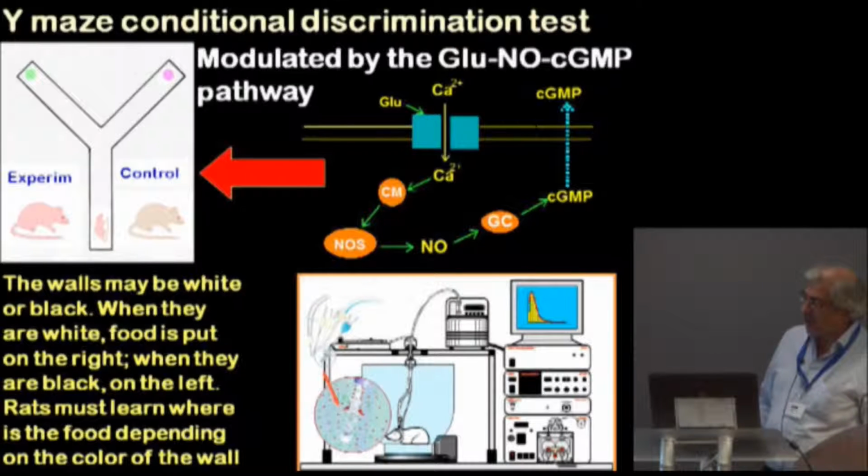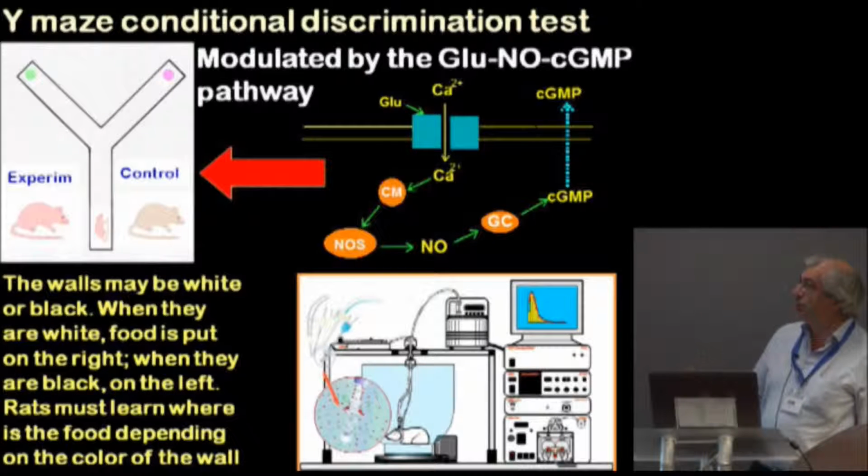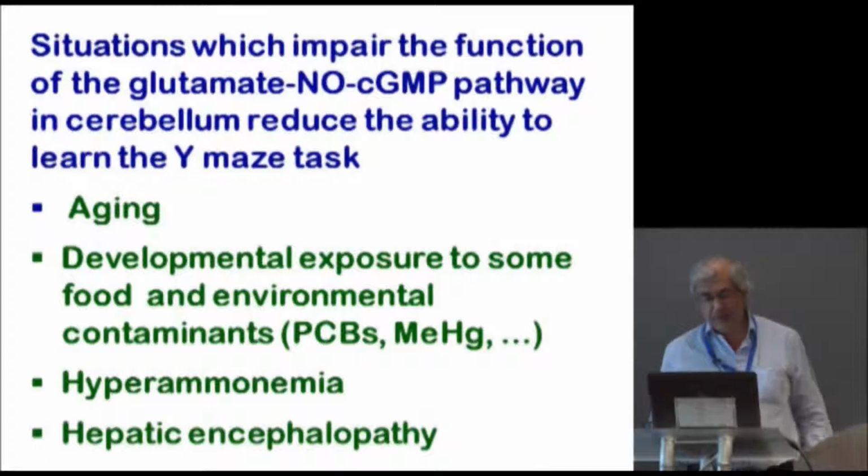We set a microdialysis probe in the cerebellum of the animal, and we continuously take samples of the extracellular fluid, and we can measure cyclic GMP. We can also add NMDA through the same probe, which activates the pathway and increases cyclic GMP. And the increase in cyclic GMP induced by NMDA is a good measure of the function of this pathway in brain in vivo in freely moving rats.